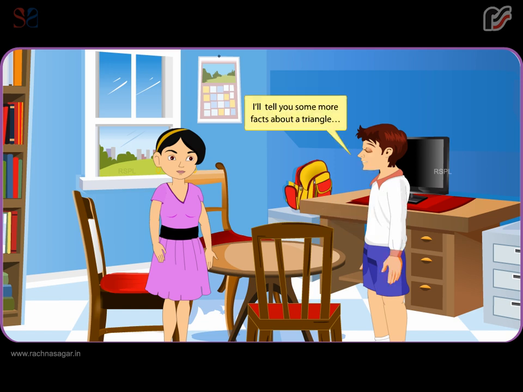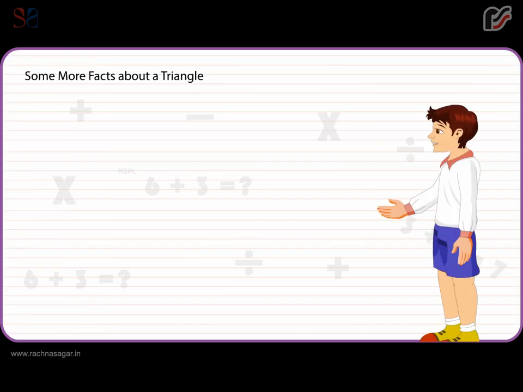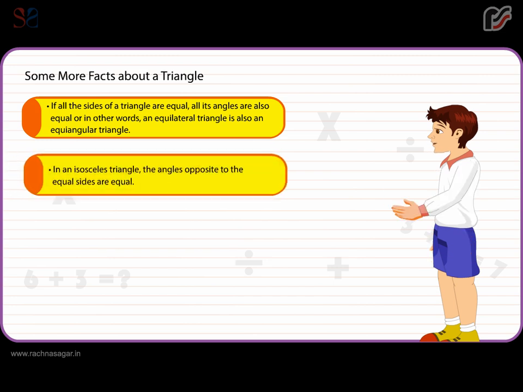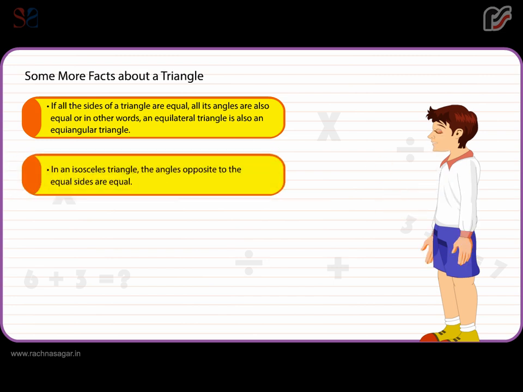I'll tell you some more facts about a triangle. If all the sides of a triangle are equal, all its angles are also equal, or in other words, an equilateral triangle is also an equiangular triangle. In an isosceles triangle, the angles opposite to the equal sides are equal.